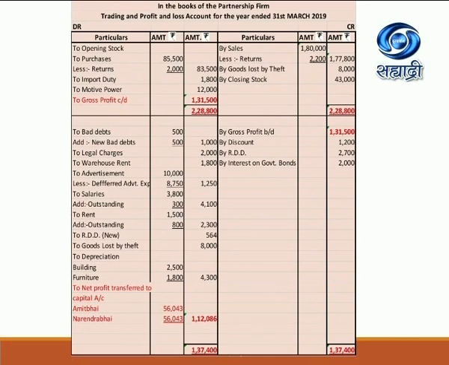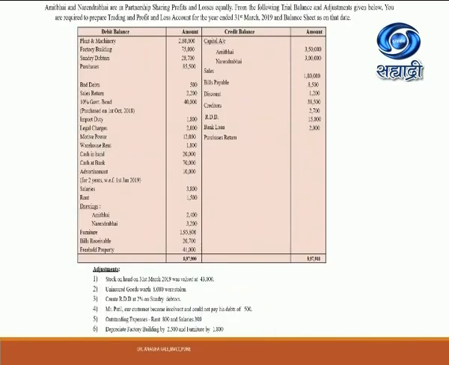you will find to bad debts. In that, add new bad debts 500. So total bad debts are 1,000. And then new RDD shown is 564. Next adjustment is of outstanding expenses, that is for rent and salaries.